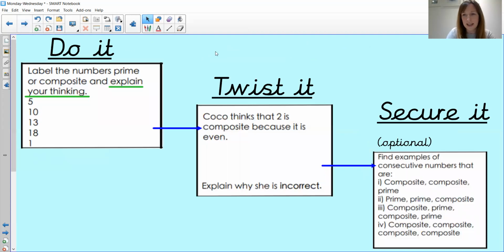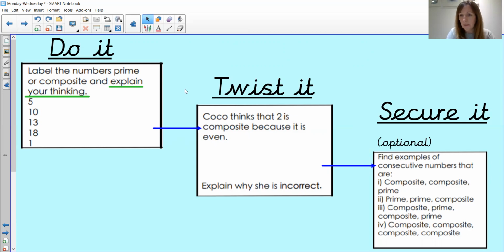So your task for today then, let's have a look at your do it. So you need to look at the numbers and label them prime or composite and explain your thinking. So don't forget to explain as well, okay? Remember ape it for me. Twist it. Coco thinks that 2 is composite because it is even. Explain why she is incorrect. Okay, so you can have a little think about that and explain why she's incorrect. And again, like yesterday, if you want to carry on with maths, I've got an optional secure it. If you want to stop after twist it, that's fine as well. The secure it is optional.